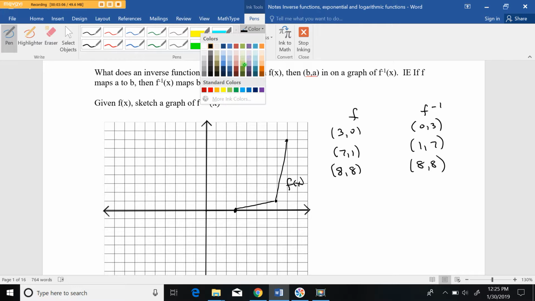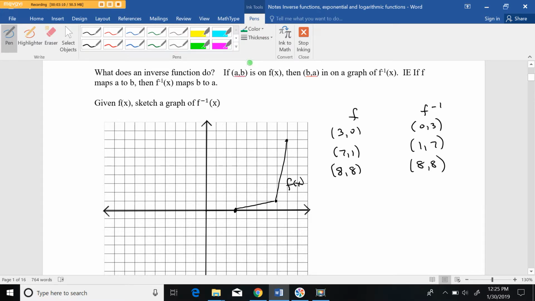I'm going to do that in a different color. Let's use green for the inverse. Green just feels like the color of an inverse. So, okay, (0, 3) would be here. (1, 7) would be here. (8, 8) would be right on that same exact point. Let's go ahead and connect the dots.